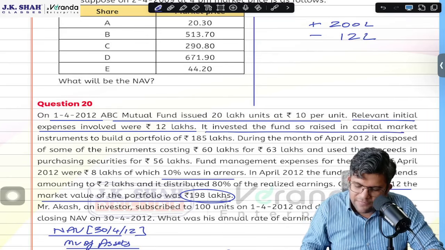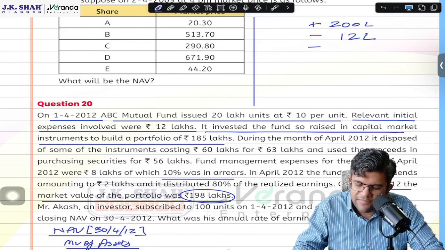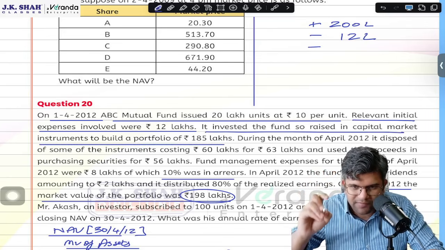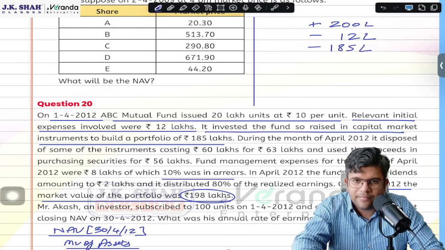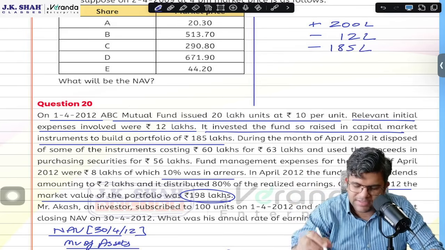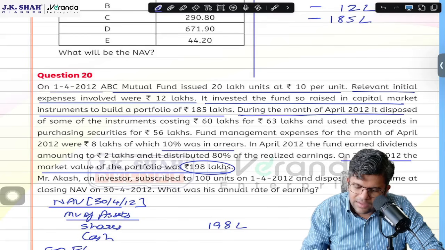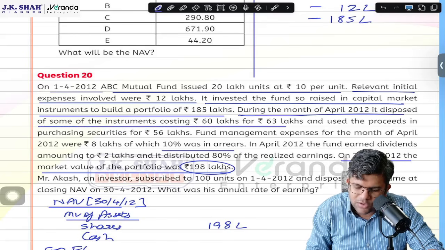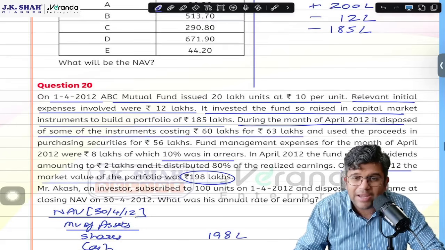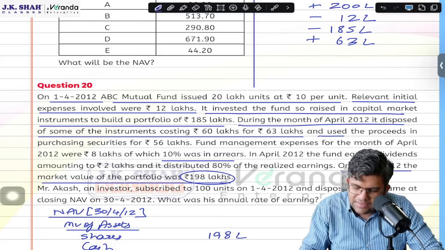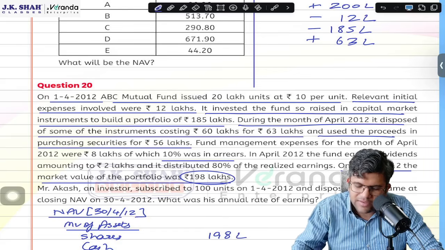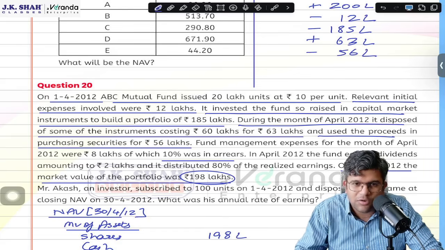It invested the fund in shares to build a portfolio of 185 lakh. It is like that 98 lakh of the previous to previous question, if you remember. 185 lakh went out. Went out means we converted into shares. During the month, it disposed of some of the instruments costing 60, for 63 lakh. I don't care about profit or loss. Can I say plus 63 lakh? For me cash came in 63 lakhs. Then I use that money to buy more securities worth 56 lakh. My 56 lakh goes out.